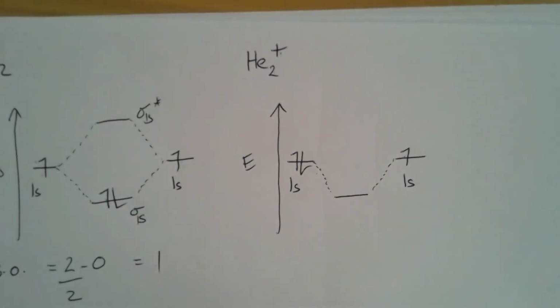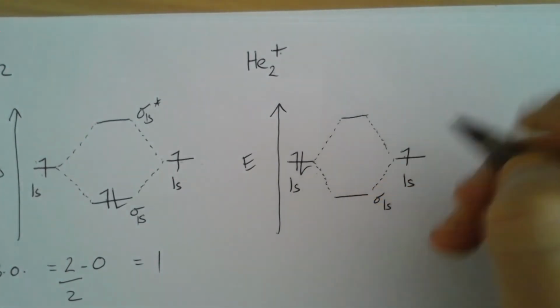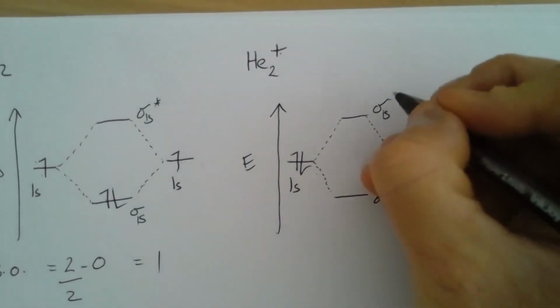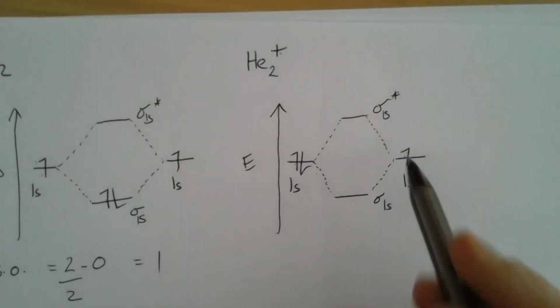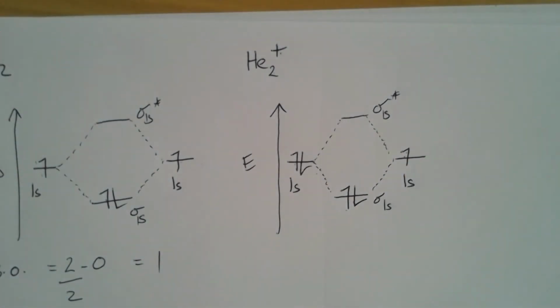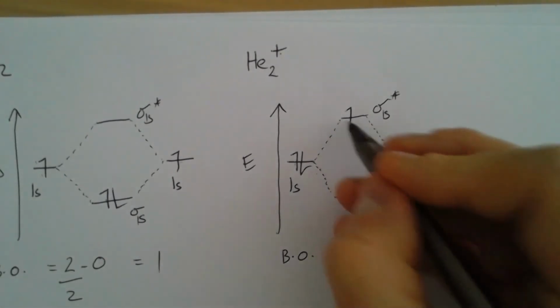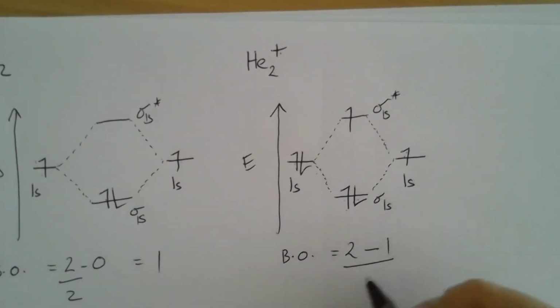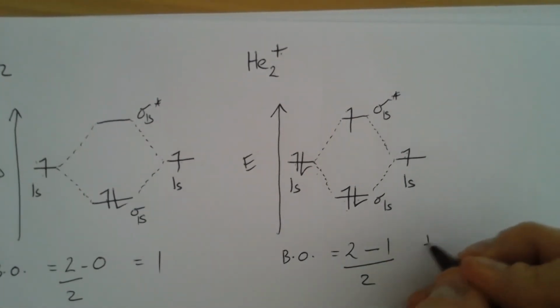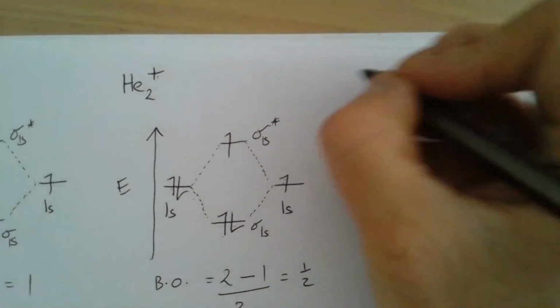When these two orbitals come in phase, we get the sigma 1s bonding orbital, and when they're out of phase, we get the sigma 1s star antibonding orbital. We've got 3 electrons to put into our molecular orbitals now. We put them first in the lowest energy level, and then the third one goes in there. So looking at our bond order again, 2 bonding electrons minus 1 non-bonding electron, divided by 2, is therefore going to be equal to a bond order of a half.